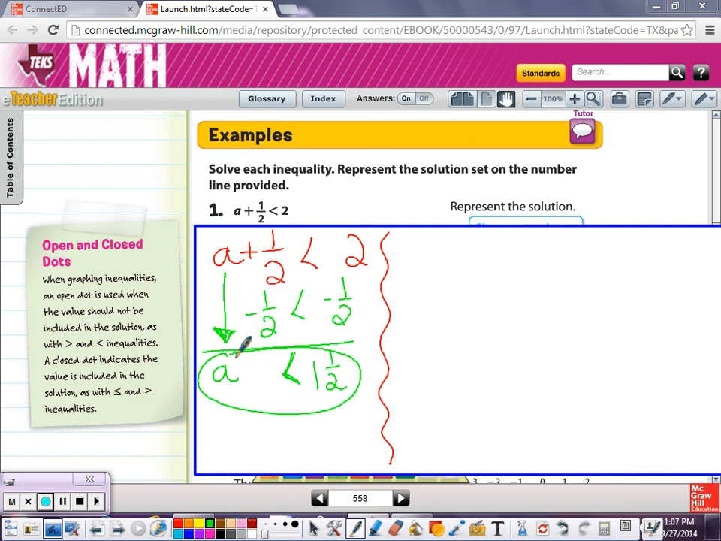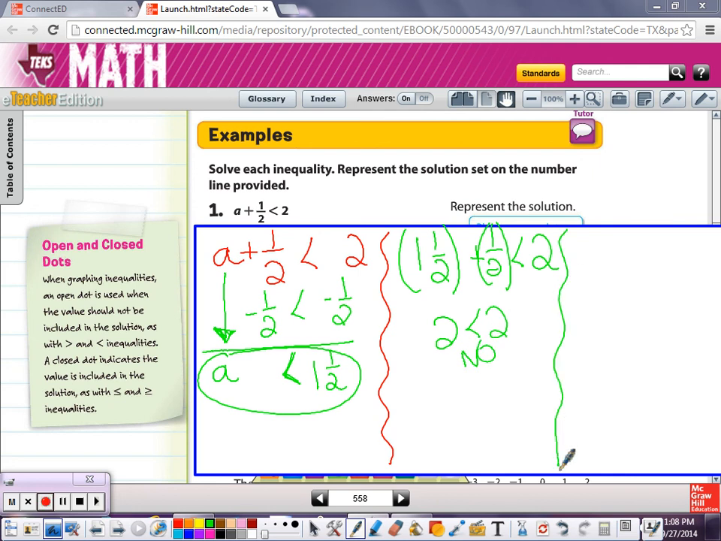Well, what does that mean? Well, that means if I plug in 1.5, let's just do it this way. I have 1.5. That's my A. I'm going to add another half. Now let's check this out. 1/2 plus another half is 2. Is 2 smaller than itself? No. So then what's going on here?